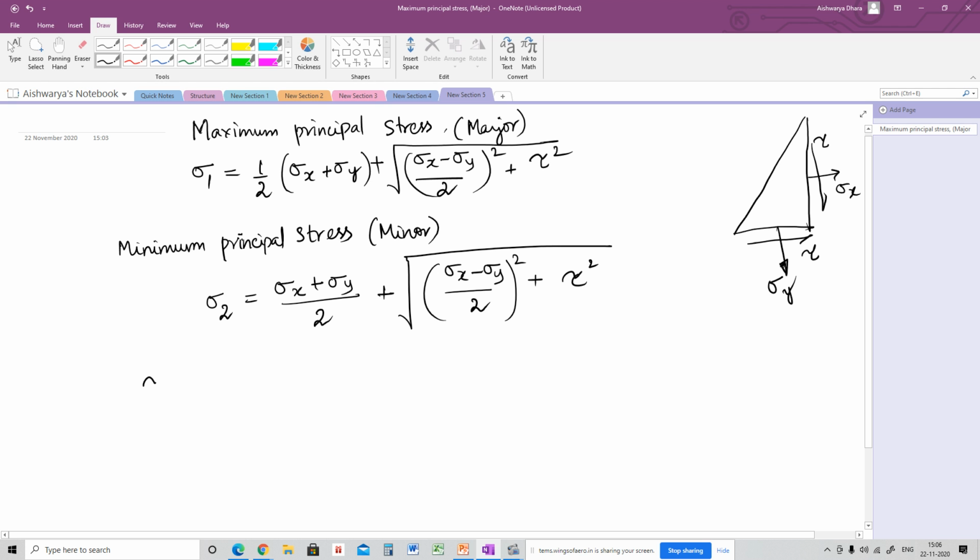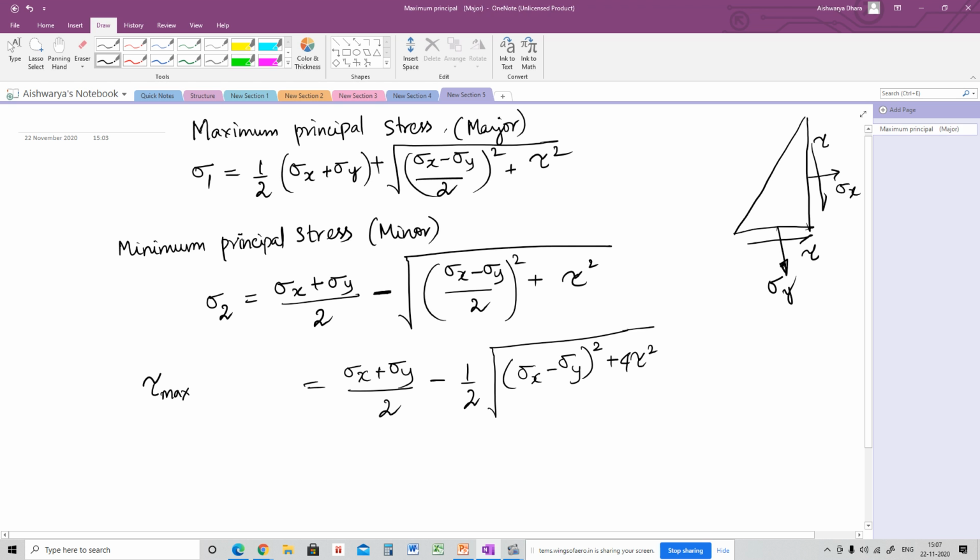In the minor, ma'am, it should be minus. Absolutely, it should be minus. Thank you. Now another way we can write this formula: sigma x plus sigma y by 2, and if it is minus, we can keep the half outside. This we can also write.